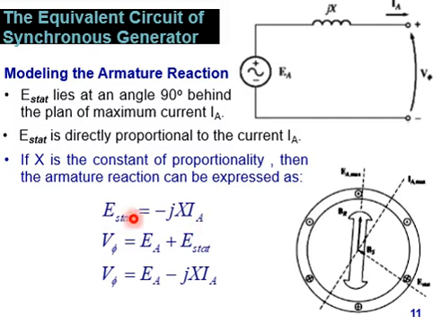But we have already studied that V phi is equal to EA plus E stat. If we suppose that E stat is this, then by substituting the value of E stat in this equation, we will get the equation like this.